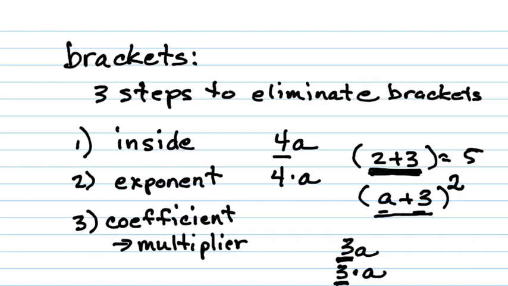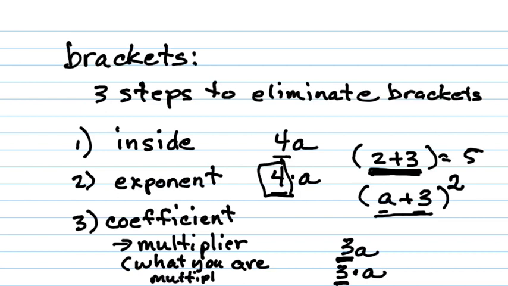Well, you can also have a multiplier on a parentheses. What does multiplier mean? Something that you're multiplying by. Right? So this is a multiplier, means take 4 times the a. It's just the thing that you're multiplying by. Okay? So a multiplier is just what you are multiplying by.